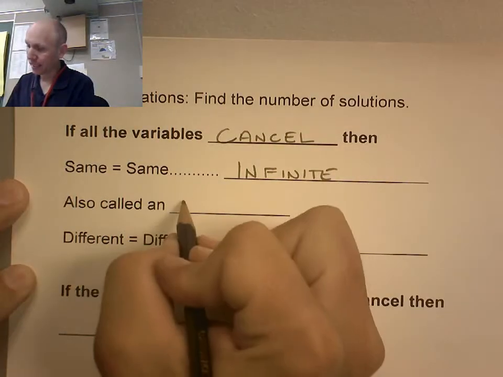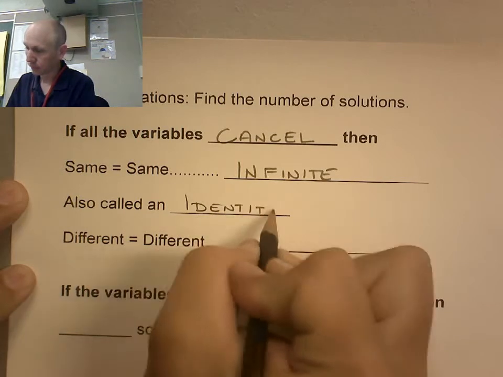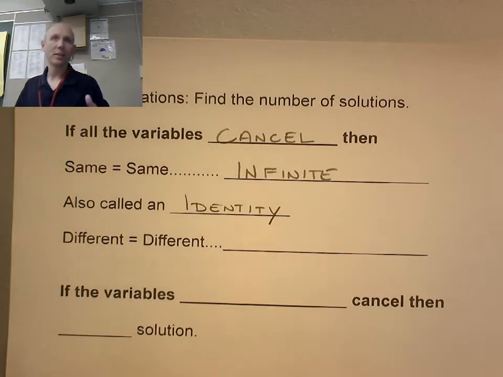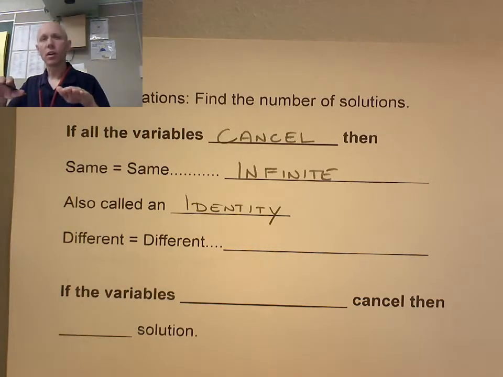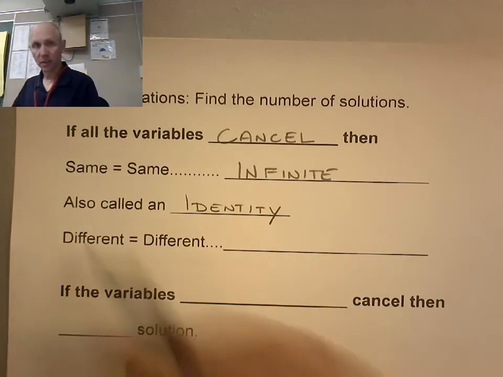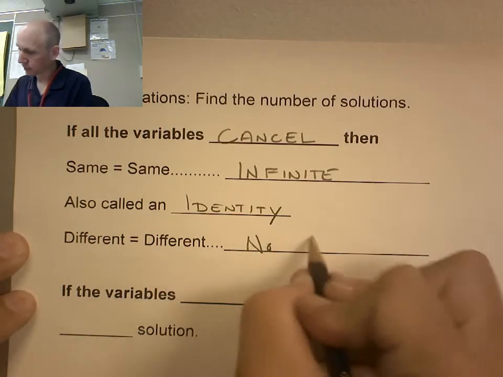This is also called an identity. And that's because we get down to something like 8 equals 8 or 0 equals 0. If I equal myself, that is my identity. If the two sides of the equation are not equal, so they're different, that's going to be no solution.